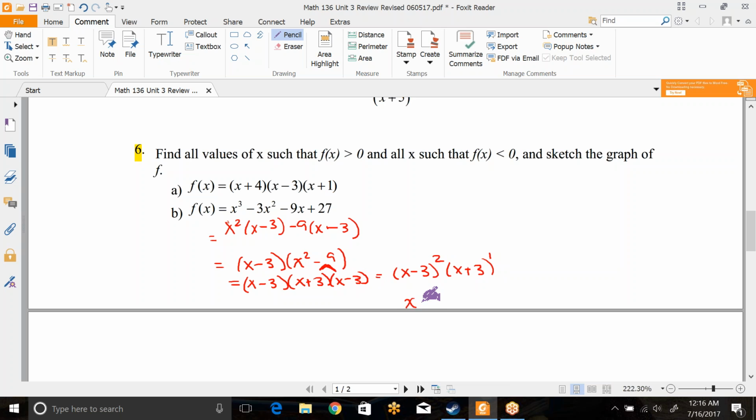Okay, so my x-intercepts are positive 3 and negative 3. Positive 3 has a multiplicity of 2. Negative 3 has a multiplicity of 1. Remember, that's its exponent here on the factor, which means at positive 3 we're going to have a bounce, and at negative 3 we're going to cross straight through.